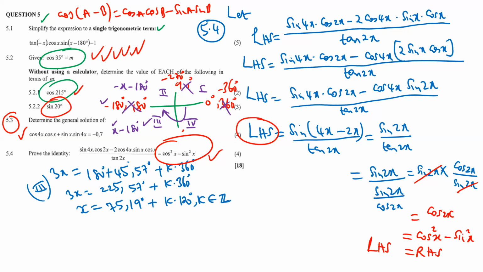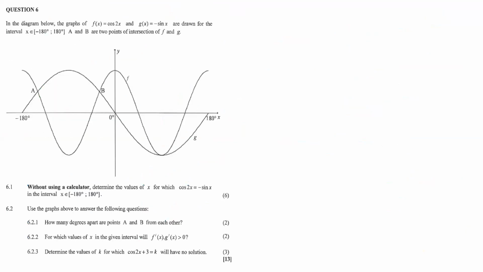Right, we move to the next question. Question 6 has a couple of parts. In the diagram below, the graphs of f and g are drawn for the interval minus 180 to 180. A and B are 2 points of intersection of f and g. Without using a calculator, determine the values of x for which cosine 2x is equal to minus sine x in the interval. This is 6.1.